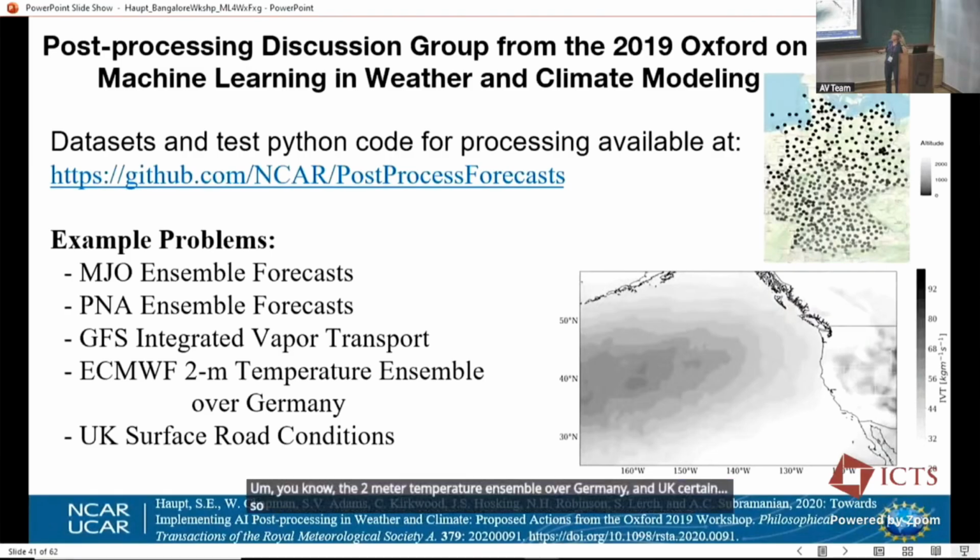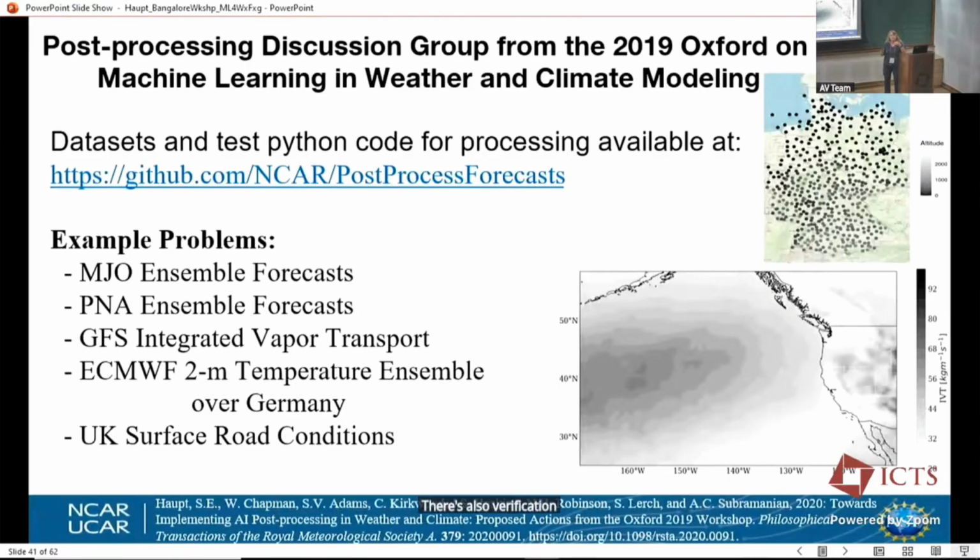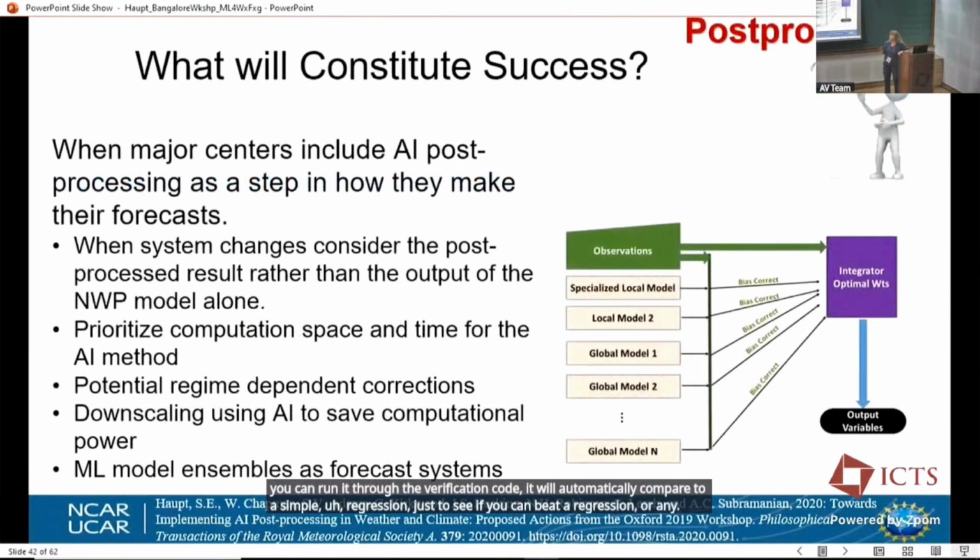So these are surface road conditions. These are really disparate case studies that you can try machine learning on. There are also verification codes. So if you pick up these data, you can run it through the verification code. It will automatically compare to a simple regression just to see if you can beat a regression or what anybody else has done.